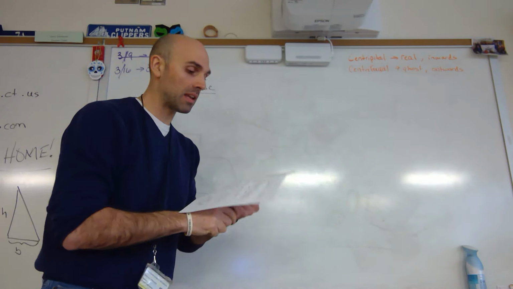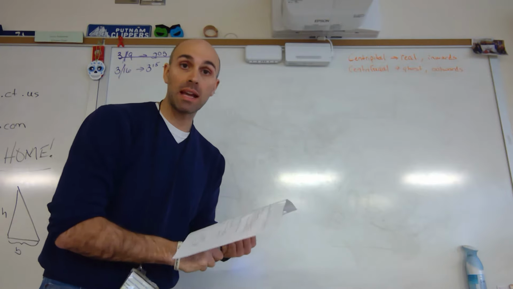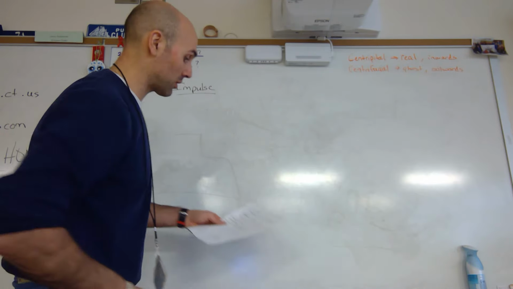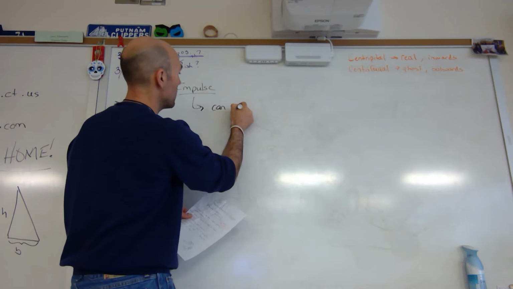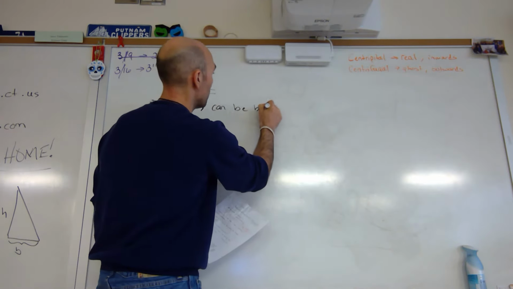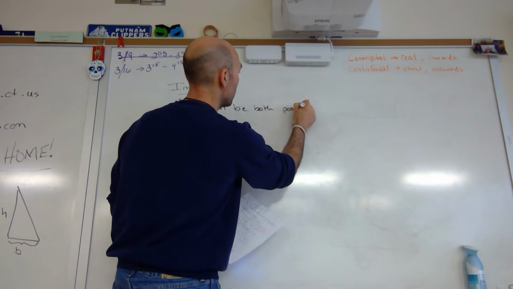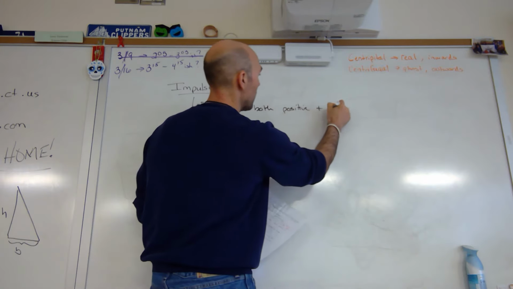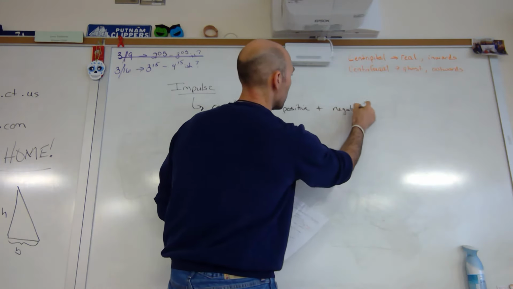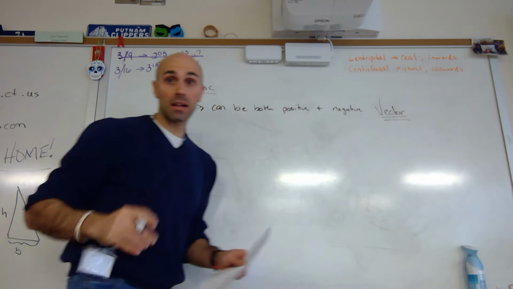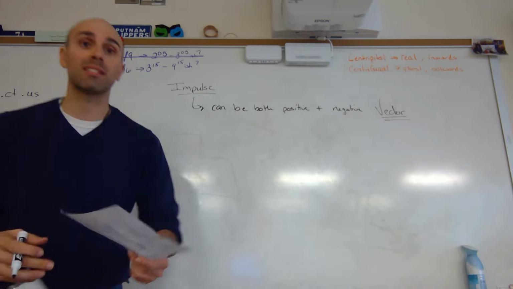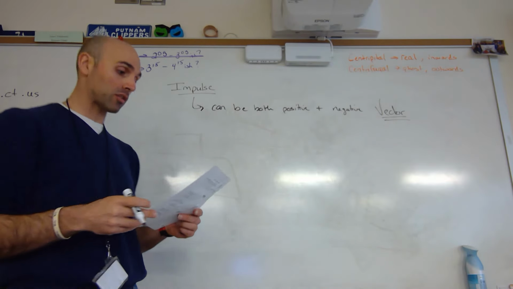Impulse, I need you to understand it can be both positive and negative, which means it is a vector quantity. Okay? Impulse can be both positive and negative. What does that mean? Vector. Okay, remember, vectors are those things that have magnitude and direction.